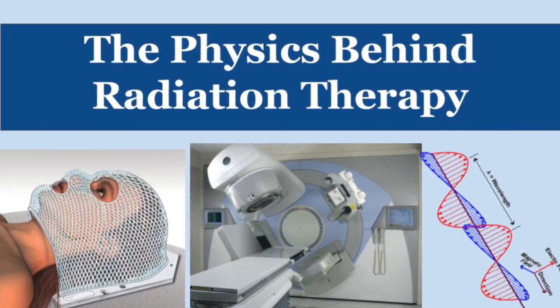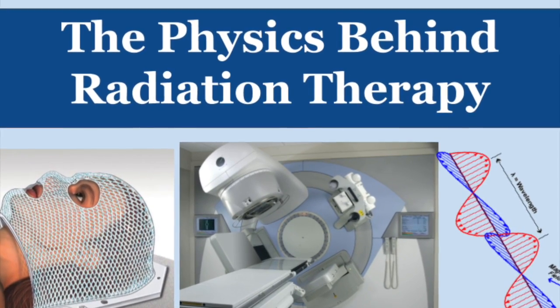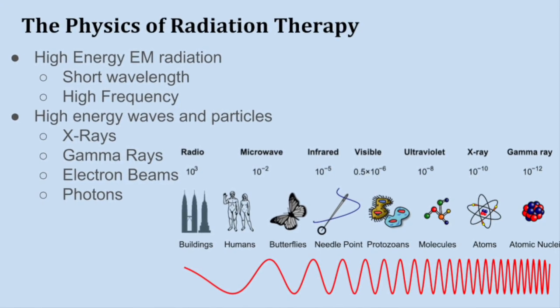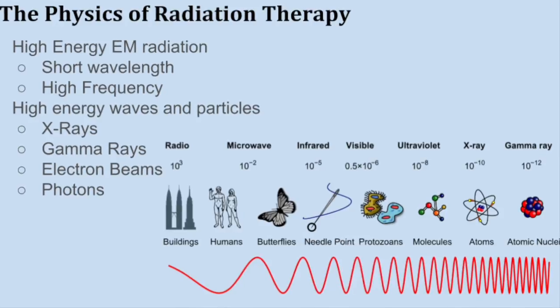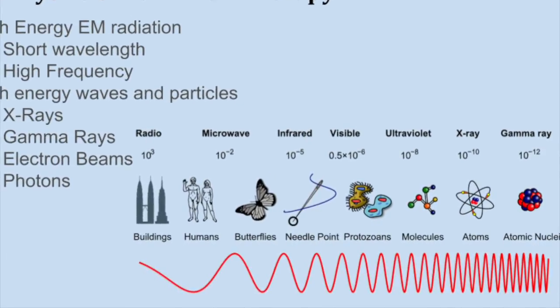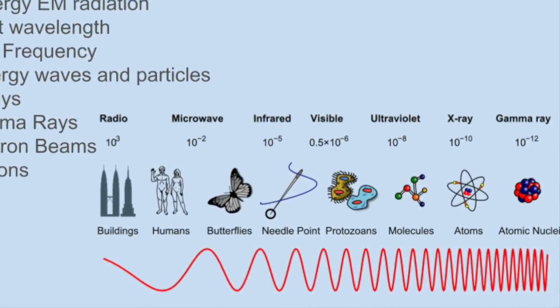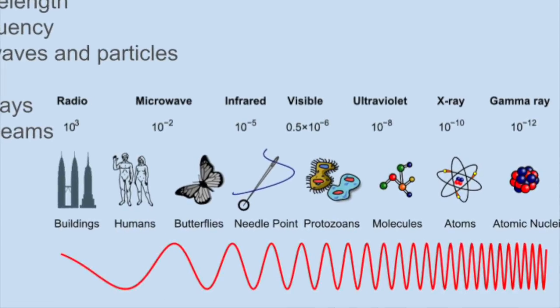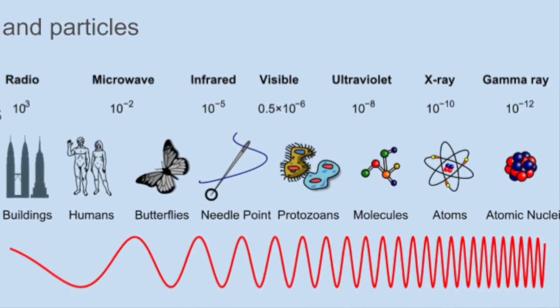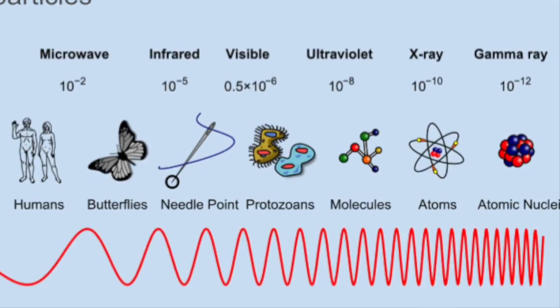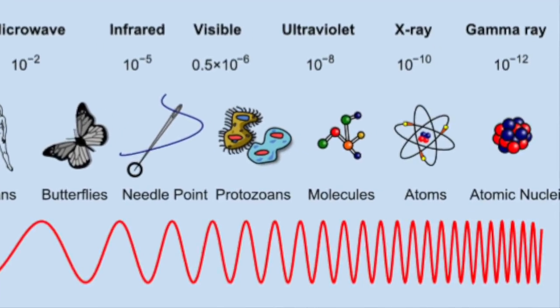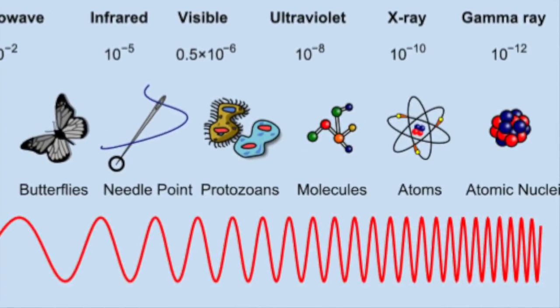The physics behind radiation therapy. Radiation therapy uses forms of electromagnetic radiation that have short wavelengths and high frequencies. This makes for high-energy waves and particles such as X-rays, gamma rays, electron beams, or photons. These strong forms of radiation are able to destroy cancer cells.